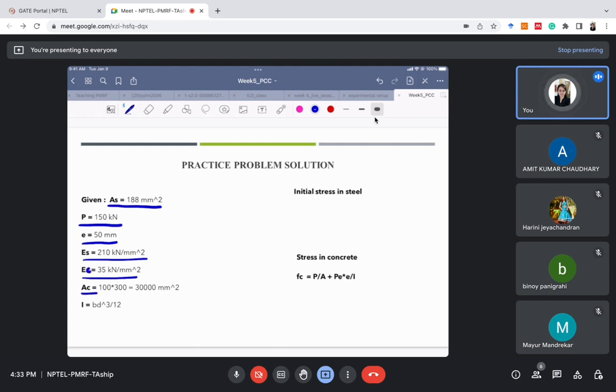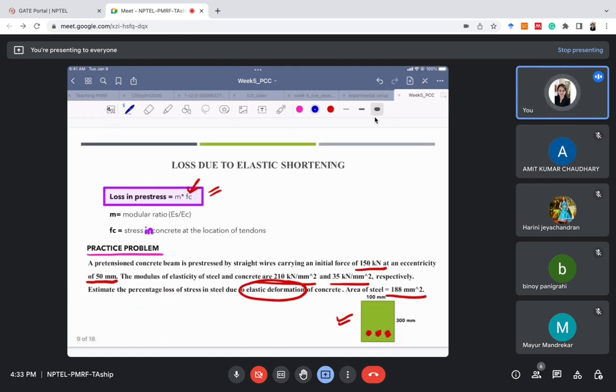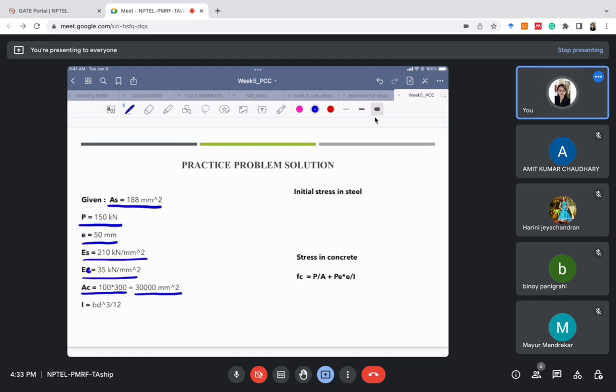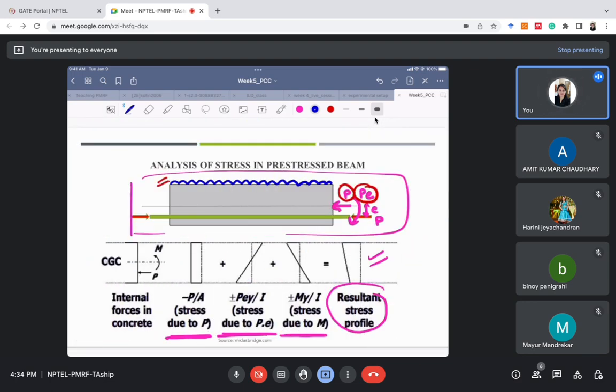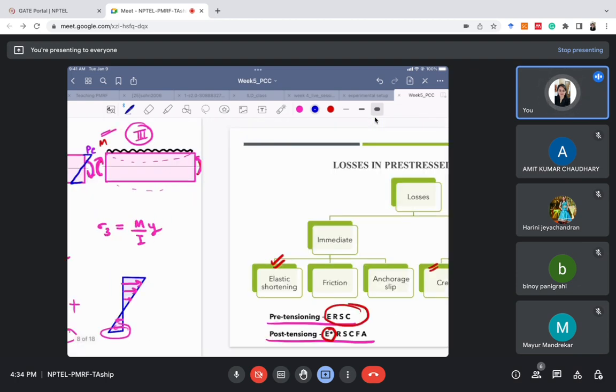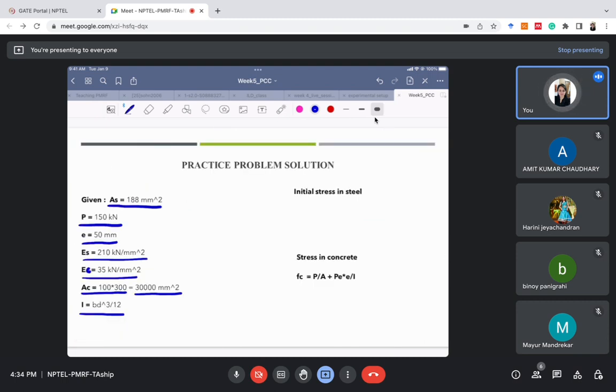The area of concrete we can calculate, that is the area of this beam, which is 100 into 300. So we have calculated it as 3 into 10 to the power 4 square. Now what can we do? We can find out the value of I. Why I? Because in the analysis of this pre-stressed concrete beam, we require the value of I, right? So we can calculate I beforehand. I for a rectangular section is bd cube by 12.